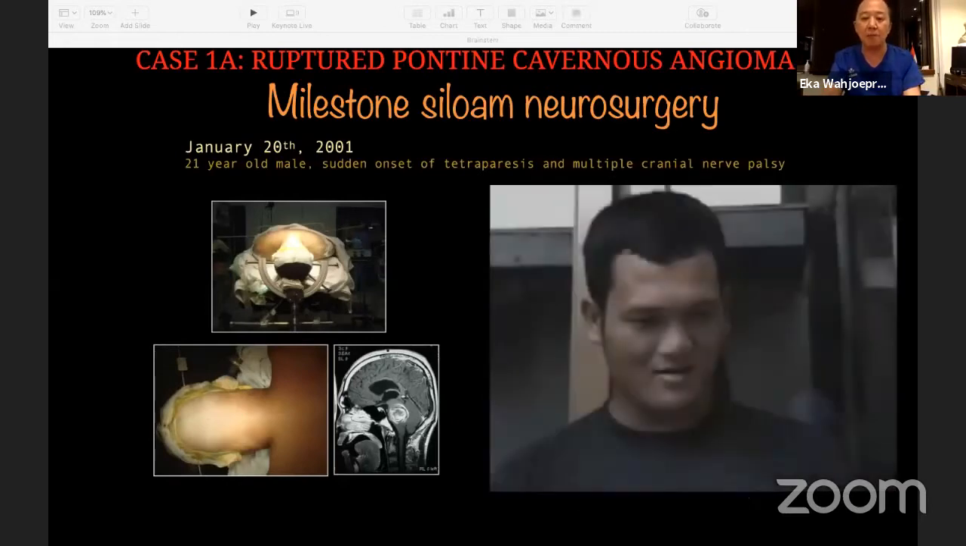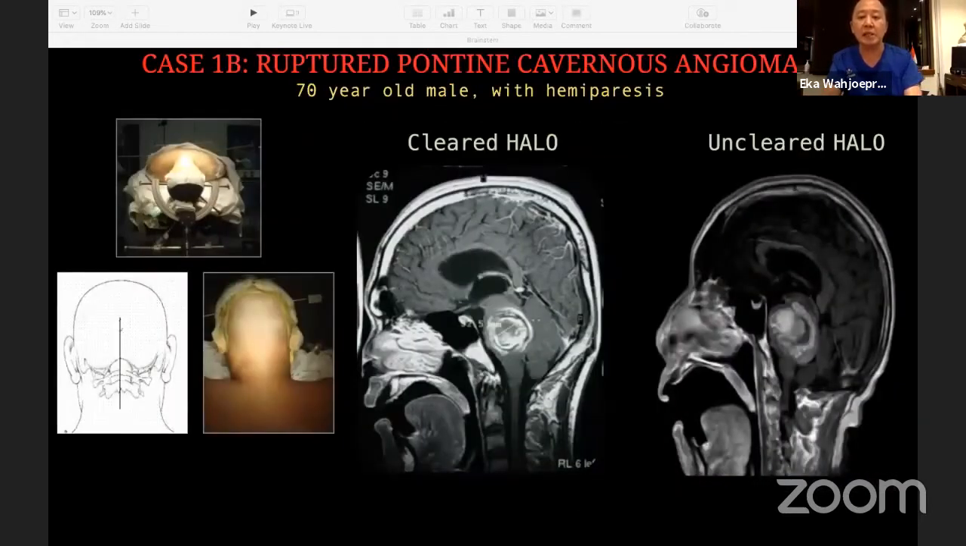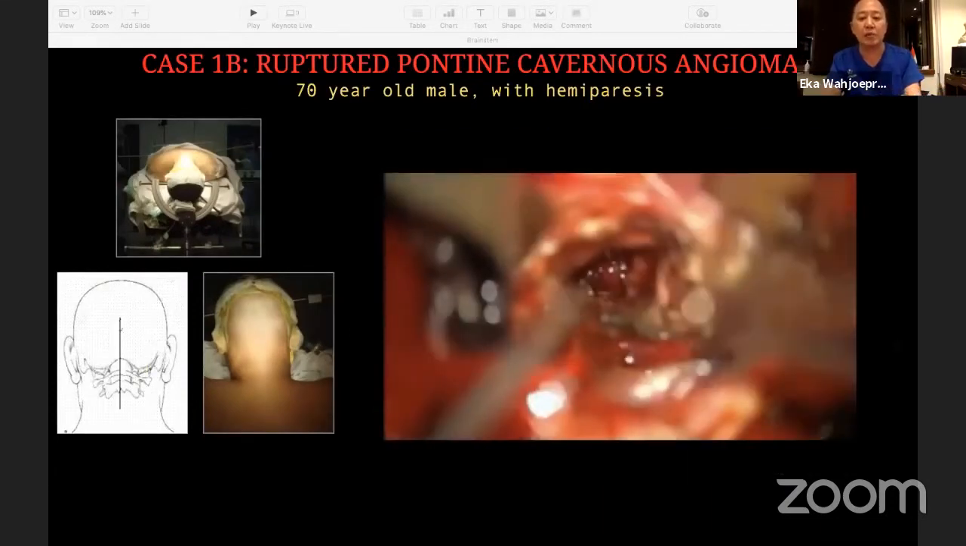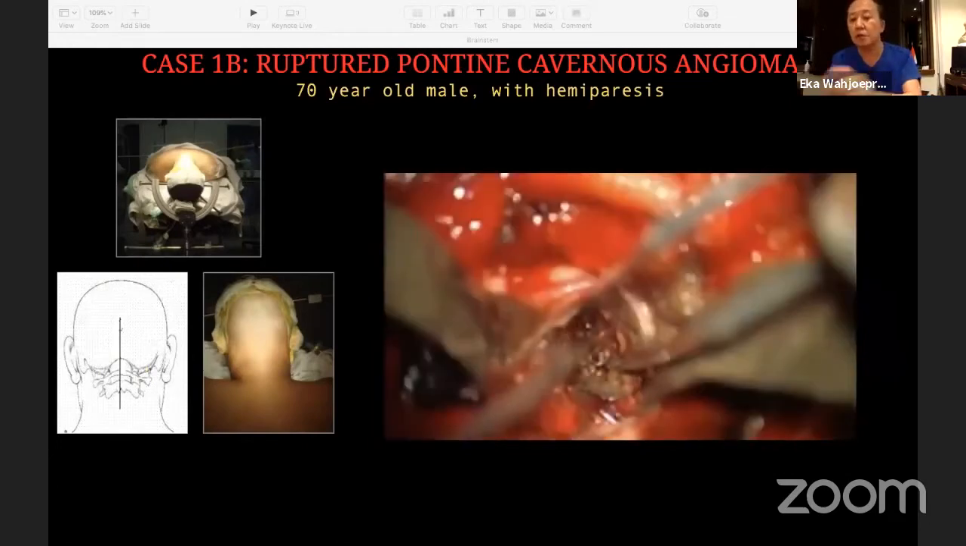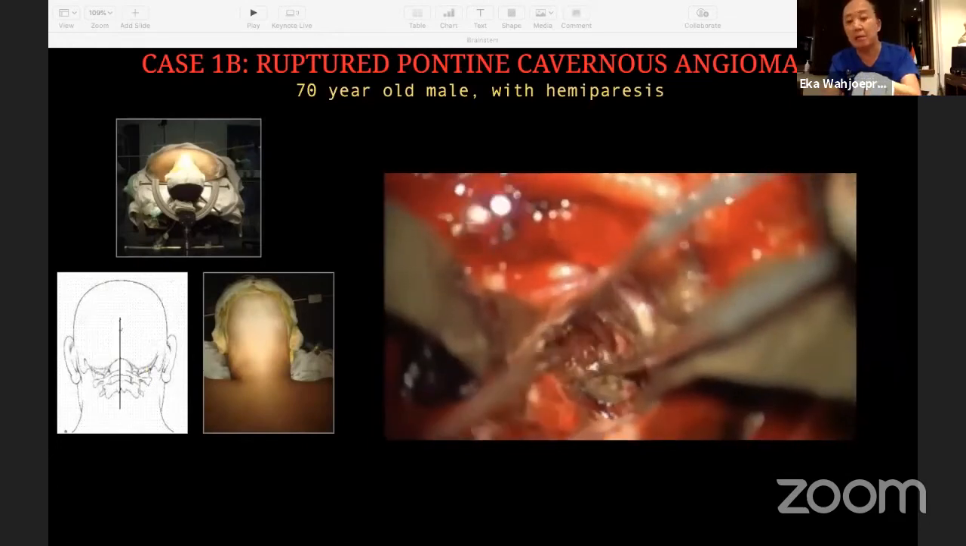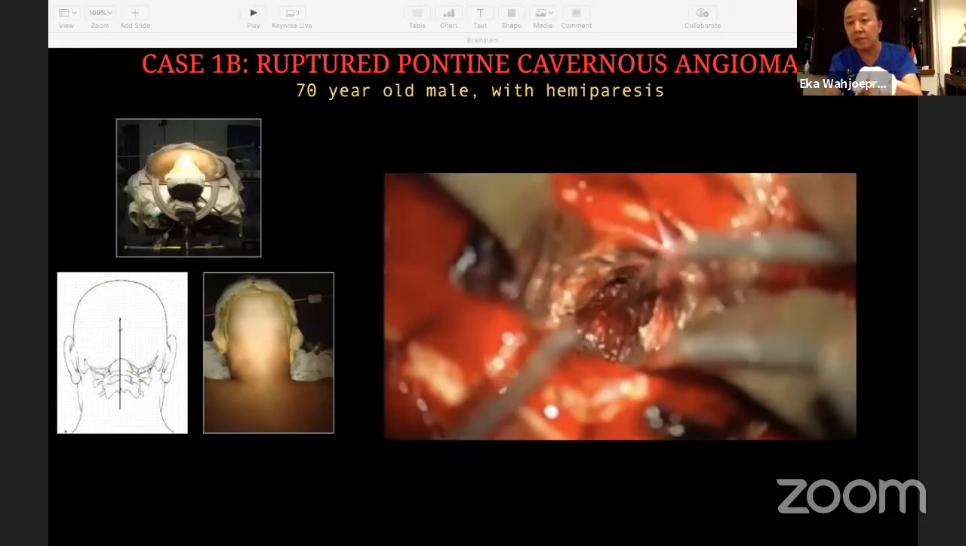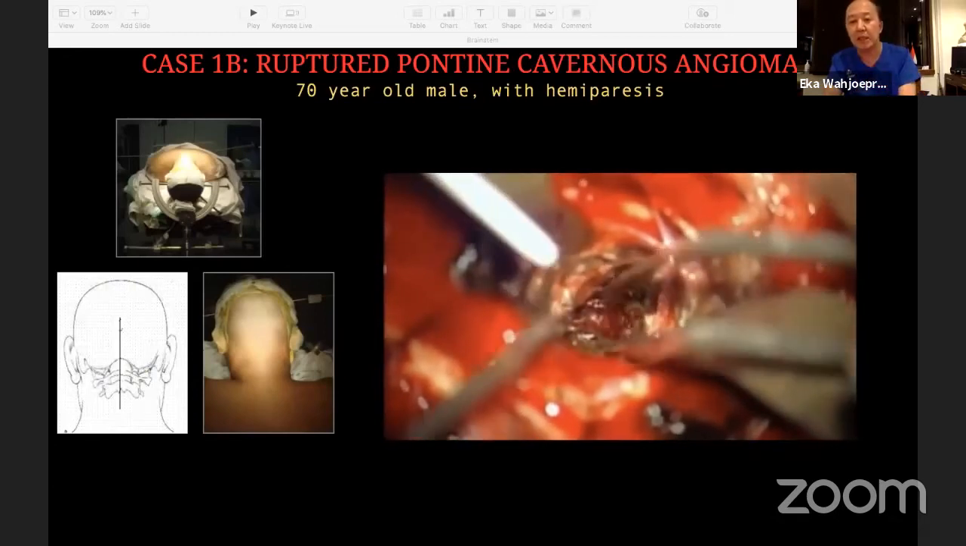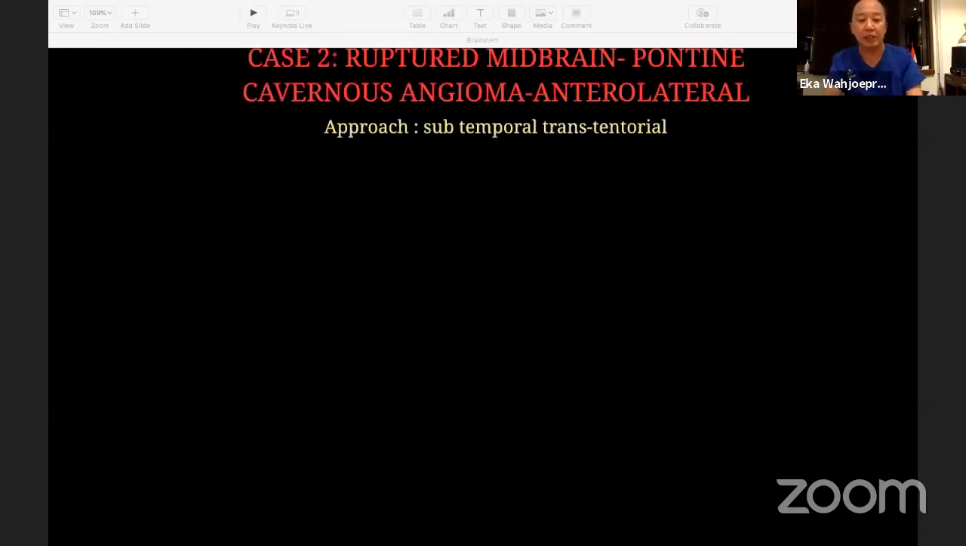So this is post-op. And you can see here, this is the halo sign, and on the left side, an unclear halo sign. Unclear halo sign, of course, also surgery, but you see, we cannot remove it as in the former case because we need to do piecemeal surgery, because it is already reattached.